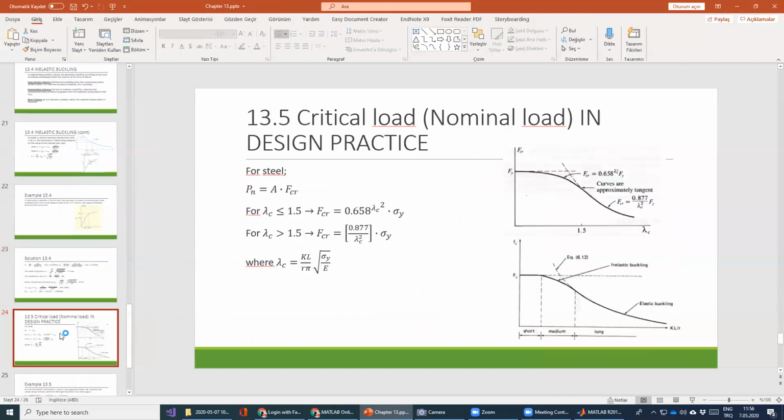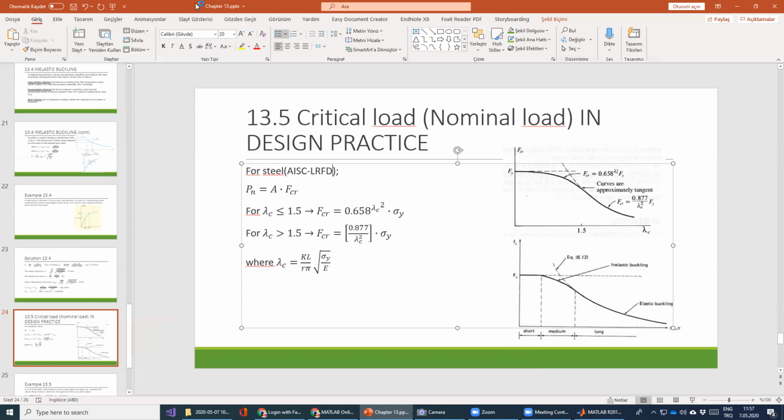And this is the last subchapter of chapter 13, critical load in design practice. Up to this point, we have always been talking about theoretical information, but in practical cases, we have a simplified formulation taken from the standards. I want to talk about steel LRFD, the American standard. Also in the Turkish standard, we have the same formulation because we directly adopted it from the American standard. Therefore, these formulations are almost the same. Maybe you are taking a steel design course, so you are familiar with this.